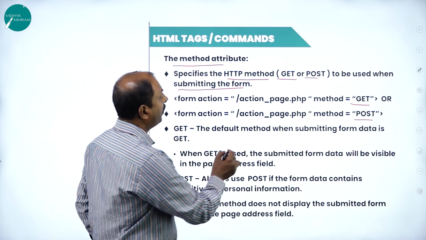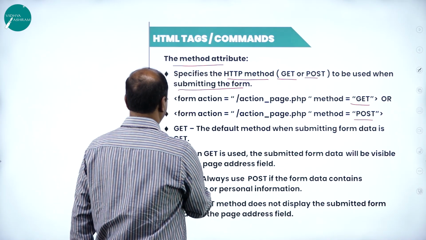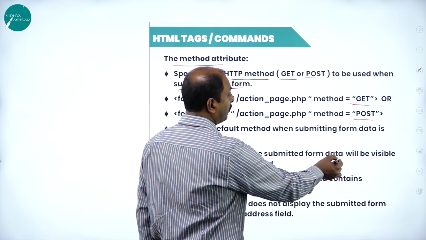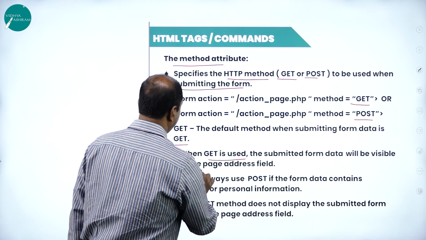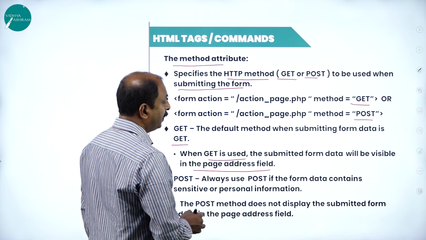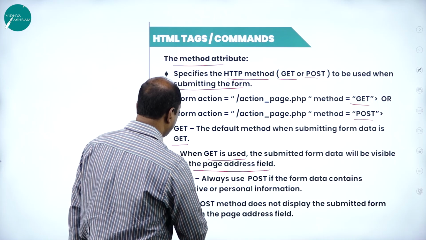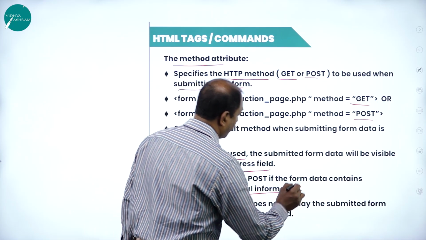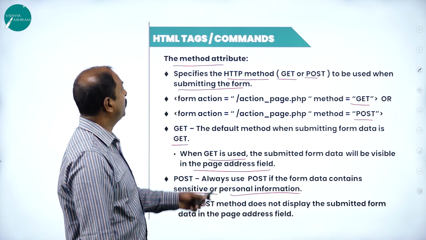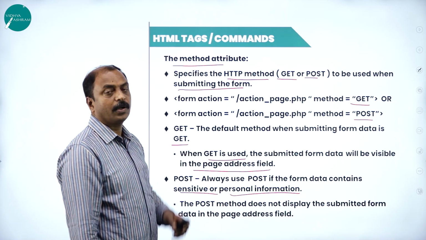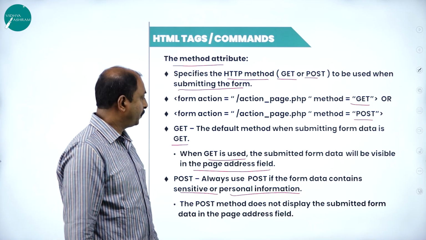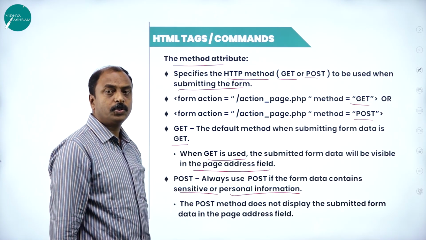The get function is the default method when submitting form data. When get is used, the submitted form data will be visible in the page address field. And in the post function, it is used if the form data contains sensitive or personal information. So this is get and post, the different values we use with the method attribute along with the form tag.